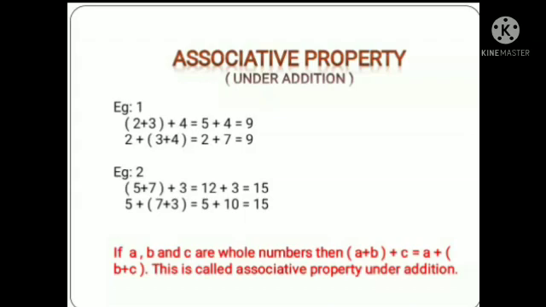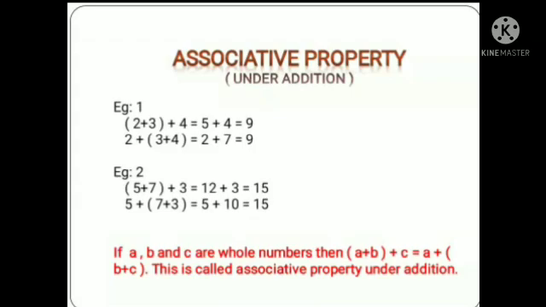We learn associative property through examples. First example, (2 + 3) + 4. Here 2, 3 and 4 are whole numbers. So now we will first add 2 and 3. 2 plus 3 equals 5. 5 plus 4 equals 9. Now we must add 3 and 4. 3 plus 4 equals 7. 7 plus 2 equals 9.